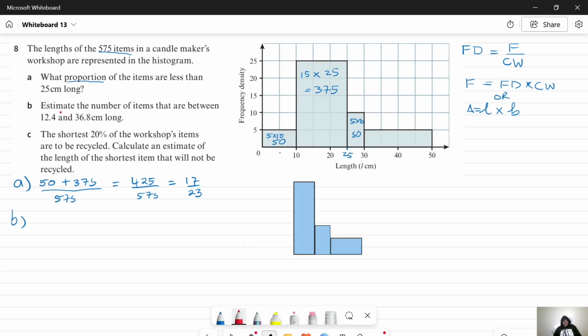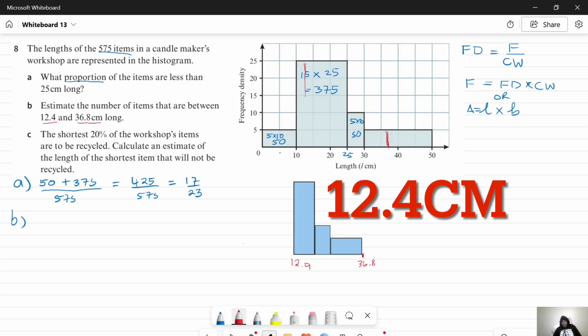So here in question B, they said, estimate the number of items that are between 12.4 and 36.8 centimeters long. So for that, I'm supposed to see where 12.4 is. It's definitely after 10. So I'm starting from 12.4 and going all the way until the last part, which is 36.8. I want to know how many items are represented. So 36.8 would be somewhere there, and 12.4 would be somewhere there.